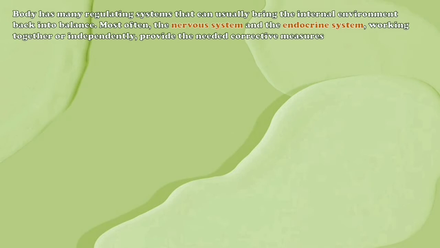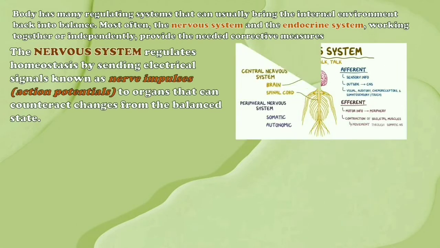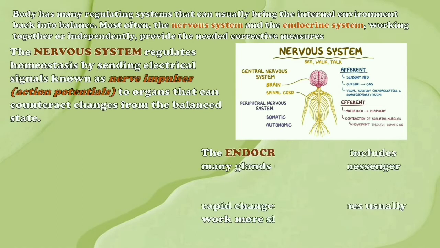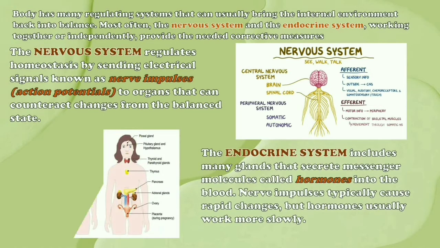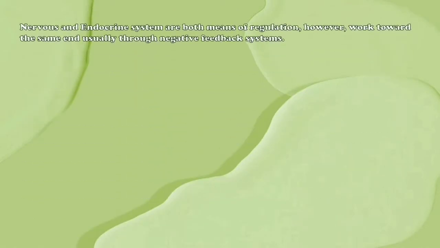Most often, the nervous system and the endocrine system, working together or independently, provide the needed corrective measures. To further explain, our nervous system regulates homeostasis by sending electrical signals known as nerve impulses or action potentials to organs that can counteract changes from the balanced state. The endocrine system includes many glands that secrete messenger molecules called hormones into the blood. Nerve impulses typically cause rapid changes, but hormones usually work more slowly. These body systems are both means of regulation, and they work toward the same end, usually through negative feedback systems.